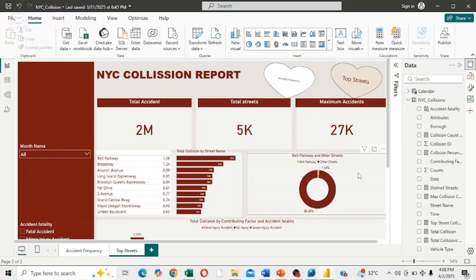We can obviously see from our analysis what street has the most accidents, what percentage it is, and this percentage is presented in this donut chart, and that is the yellowish color. That's 1.54 percent out of 100.